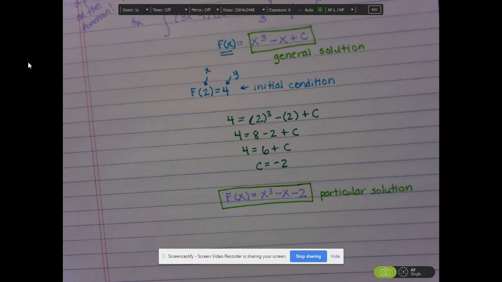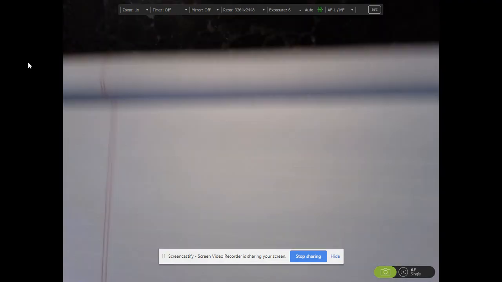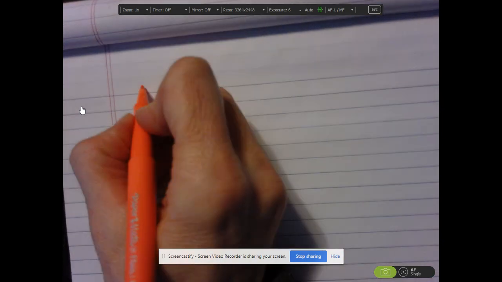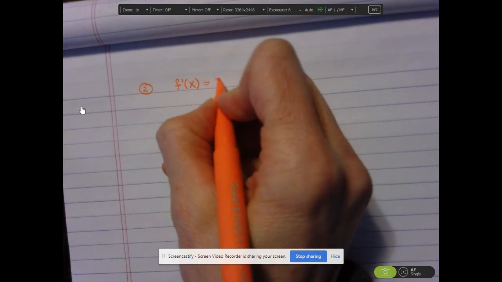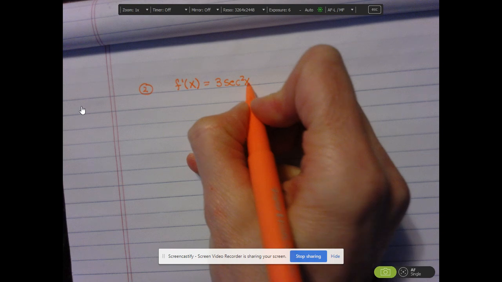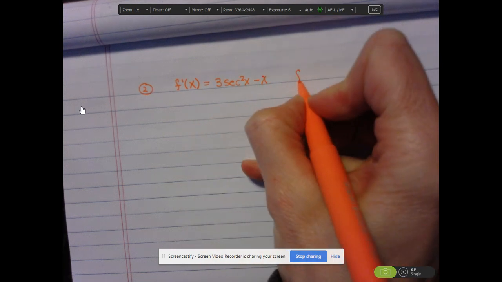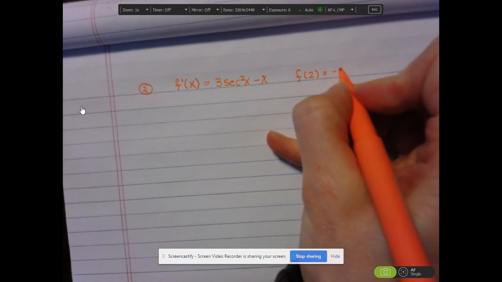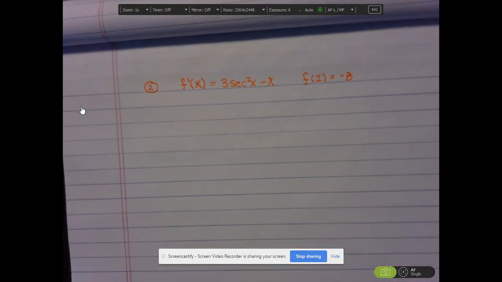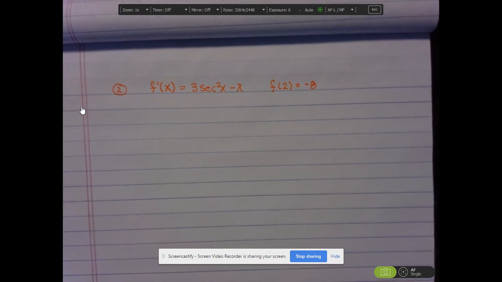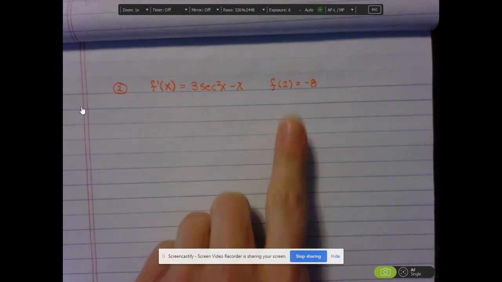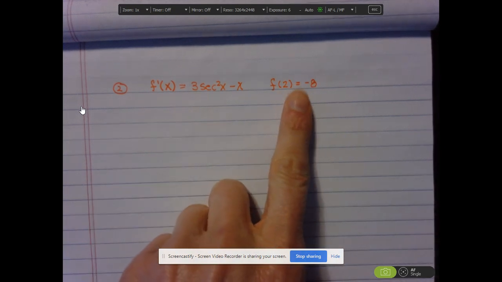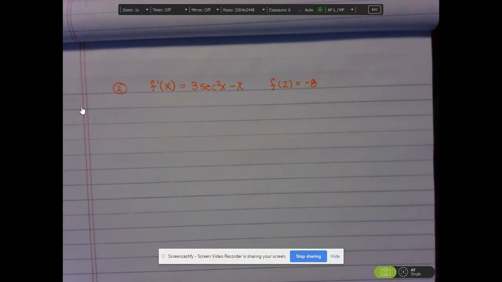Riveting, I'm sure. So of course, let's do another example. It practices a couple of things for us here. Let's say my derivative is 3 secant squared x minus x. I'm given the fact that f of 2 equals -8. So if I want to find the antiderivative for this, here's my derivative, and here's my particular solution, my initial condition. So I am just going to integrate.